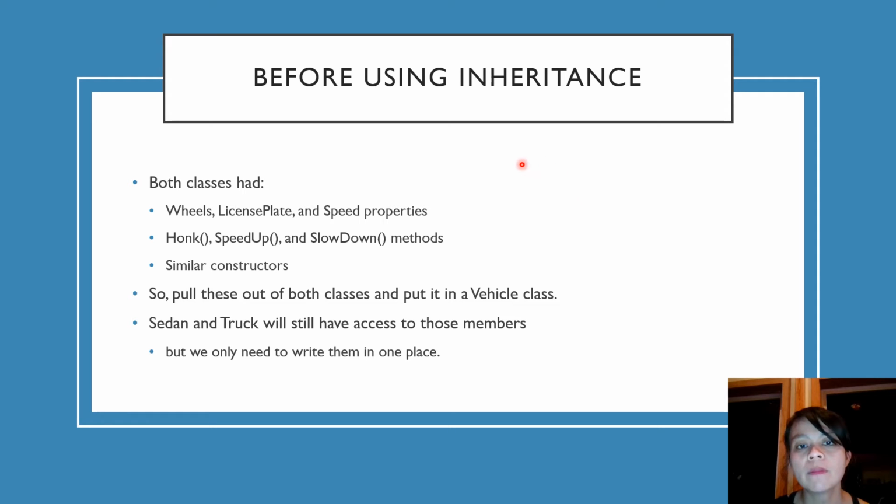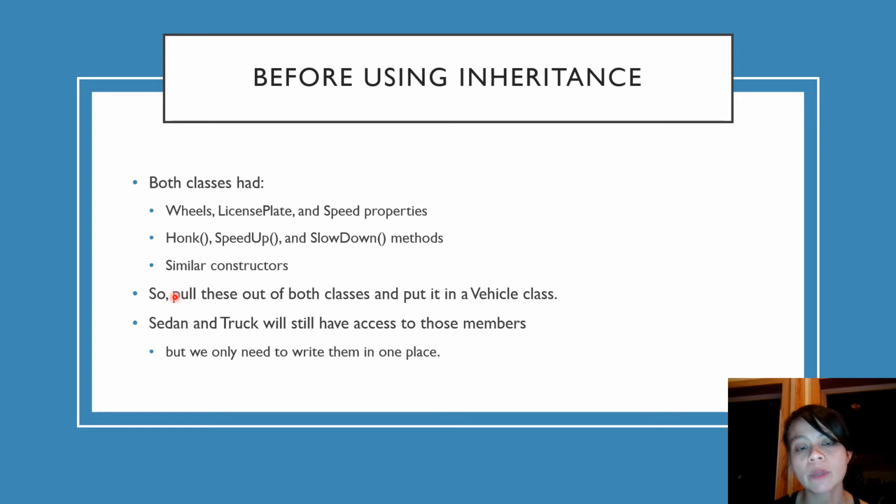All right, before using inheritance, let's take a look at what each class might have had. Let's say the sedan class and the truck class both have wheels, license plate, and speed properties. They also both have the honk method, the speed up method, and the slow down method. And they also have similar constructors.